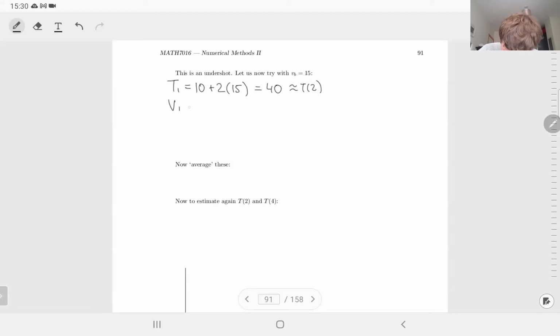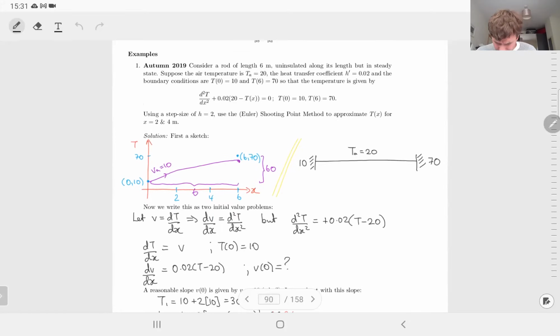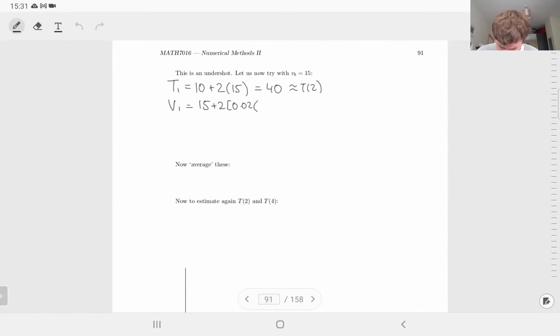Our next V value is the previous V value, 15, plus step size times slope, 0.02 times temperature minus 20. So the previous temperature was 10, minus 20. And we get 15 plus 0.04 times minus 10, which is 14.6. Okay.